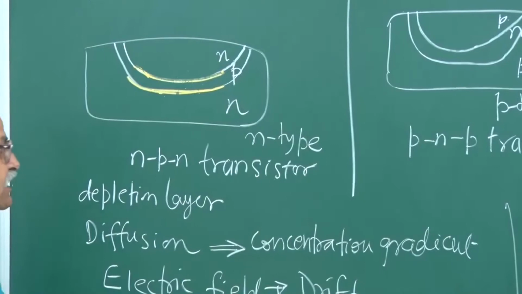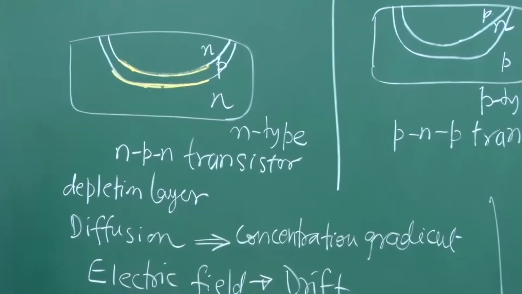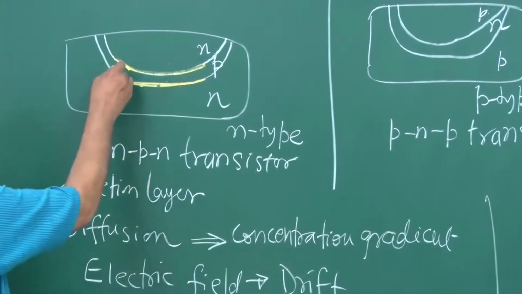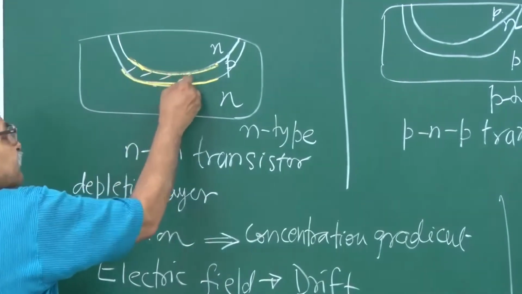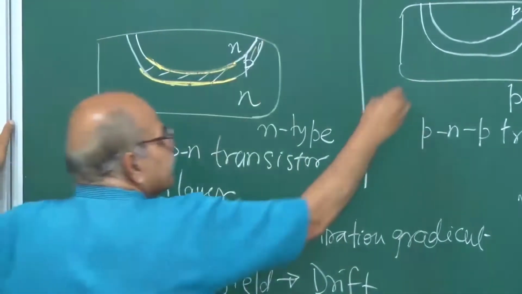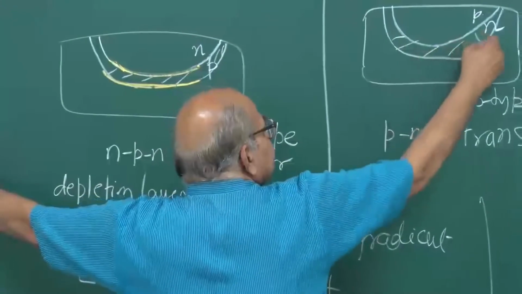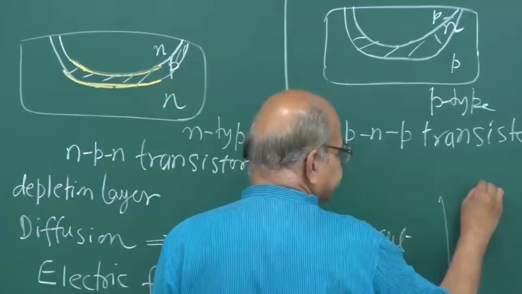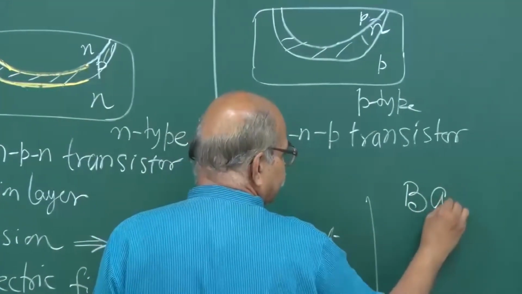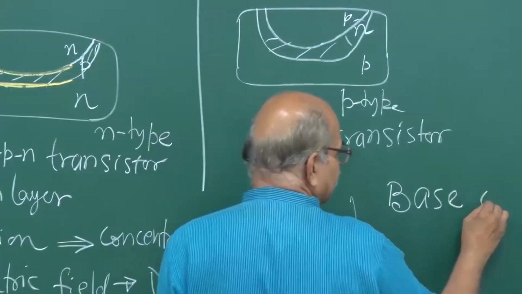Okay. Now there are some characteristics, or some names first. This sandwich layer, this region, this is called the base. This is called the base of the transistor.